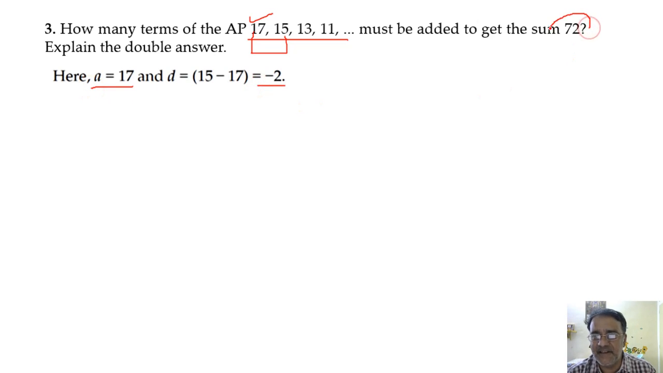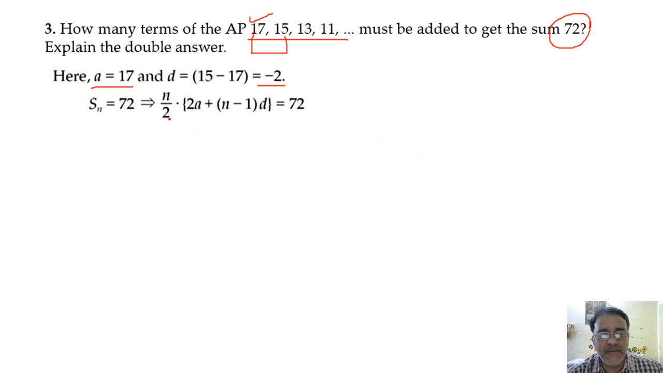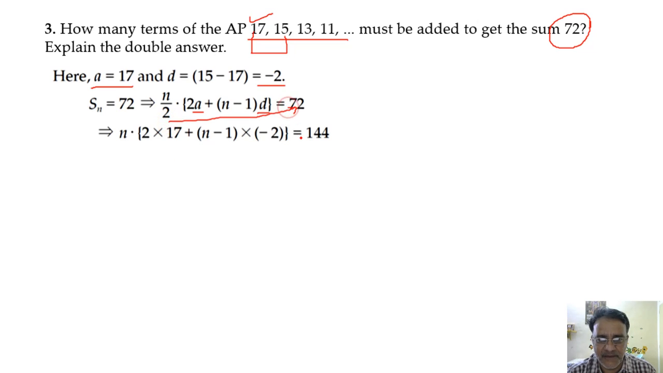And we will take this 72 as Sn. The formula of Sn is n by 2 into (2a plus (n minus 1) into D), which is equal to 72. Now we'll substitute the values of A and D here. So n by 2, and we will shift 2 to this side, it will become 144. So 2 into 17 minus 2n plus 2. If you simplify, you will get n into (36 minus 2n) is equal to 144.